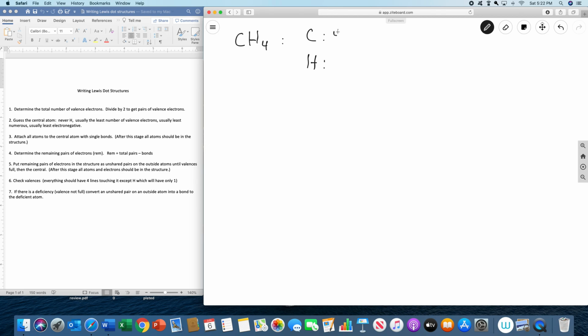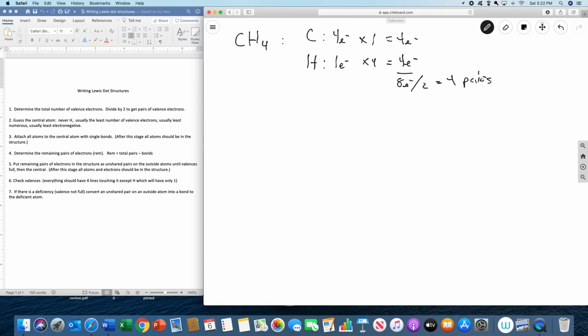Carbon has 4 electrons in its valence. If you look, it's in group 14. Hydrogen has 1 electron in its valence. From the formula, there's 1 carbon and 4 hydrogens. That means there's 4 electrons and 4 electrons, which is 8 electrons. Divide that by 2, and we get 4 pairs.